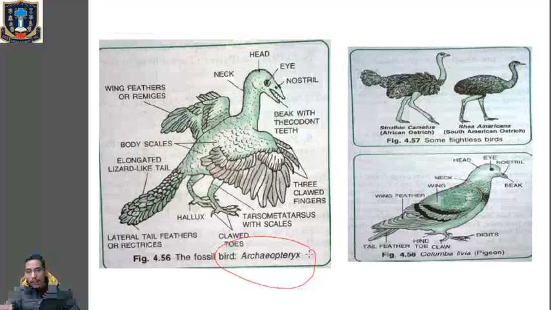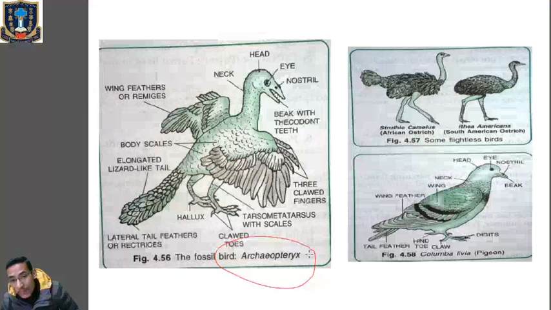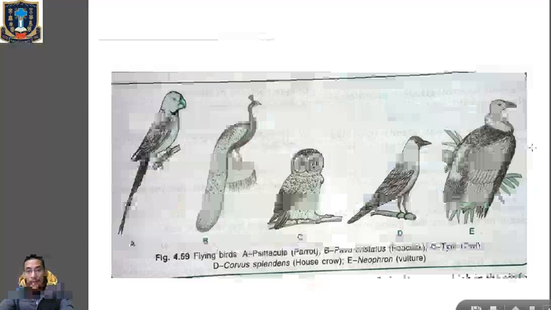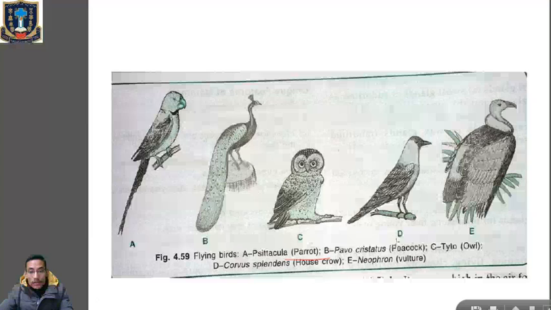Then we have the flightless birds, the birds which cannot fly, like the ostrich. And we have the South American ostrich also. These are the flightless birds. Then we have Columba livia, the pigeon, parewa we used to call it. So these are a few examples of class Aves. And here we have the flying birds. We have the parrot, the peacock, then the owl. So these are a few examples of birds which can fly.